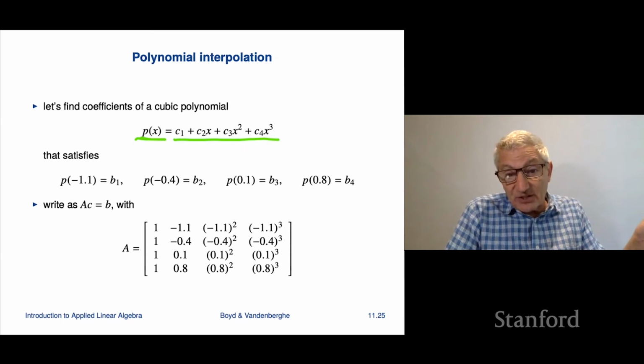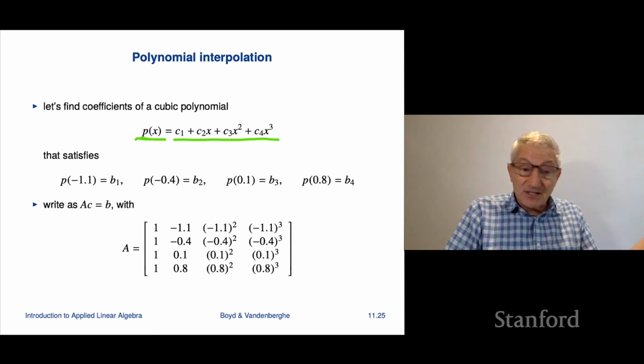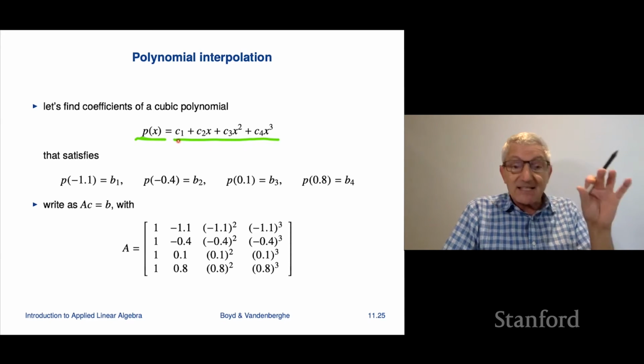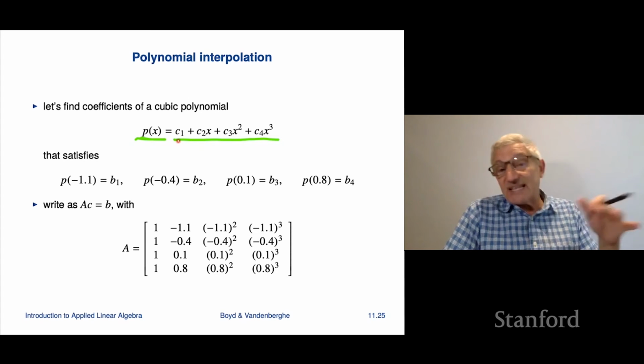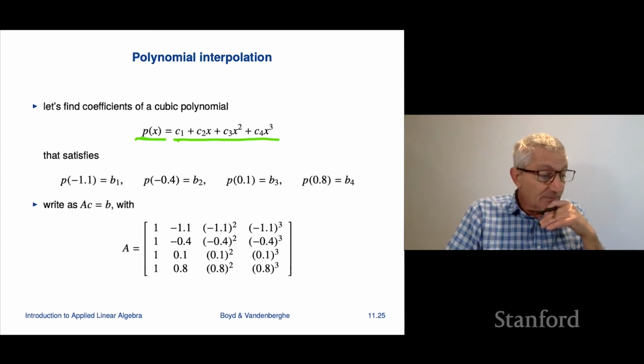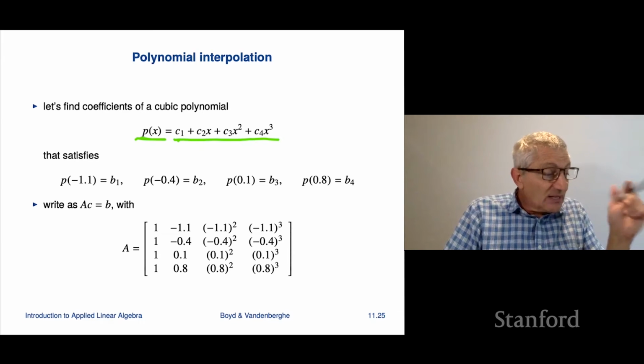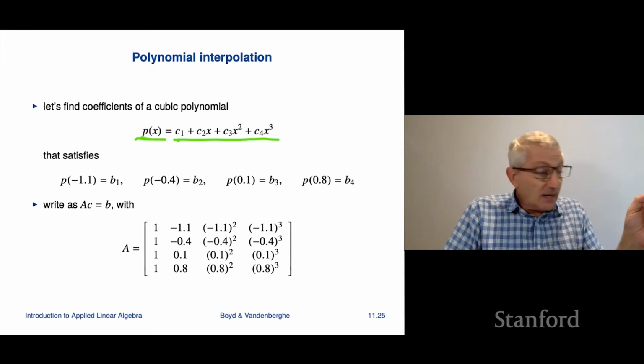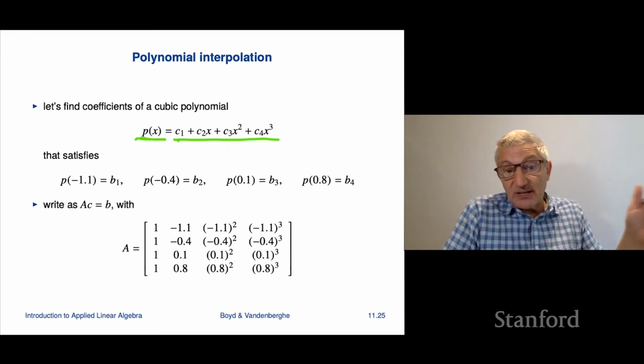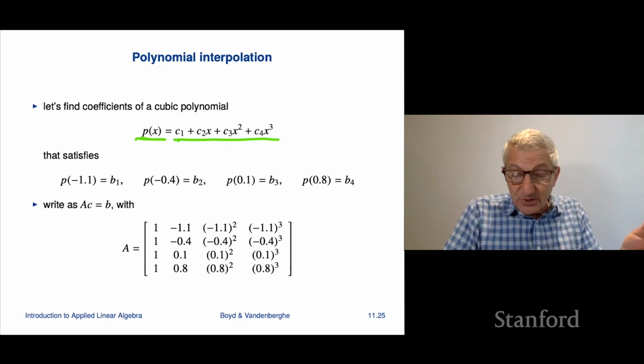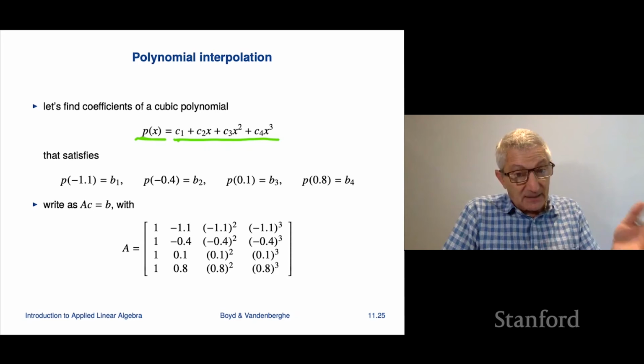It has 4 coefficients, 4 because it also has the constant coefficient. So c1 is the x to the 0 coefficient, c2 is the x to the 1 coefficient, and so on. Okay, and what I'll do is represent the polynomial by its coefficients as a 4-vector, c. So when you see a 4-vector now, it's going to represent a polynomial.